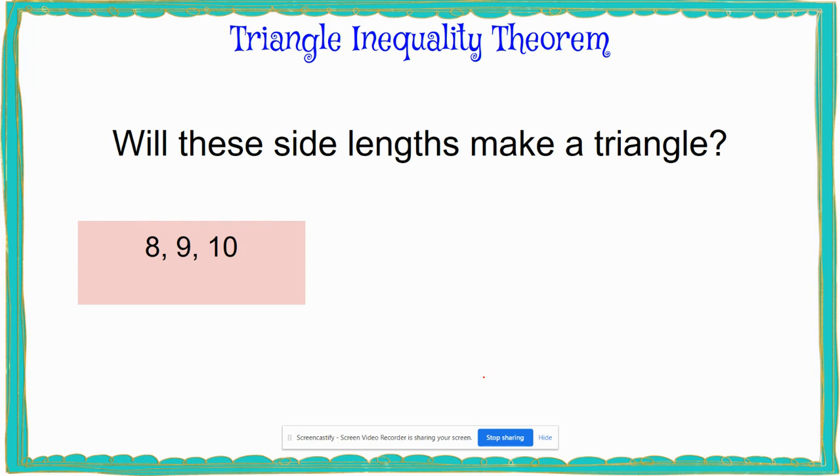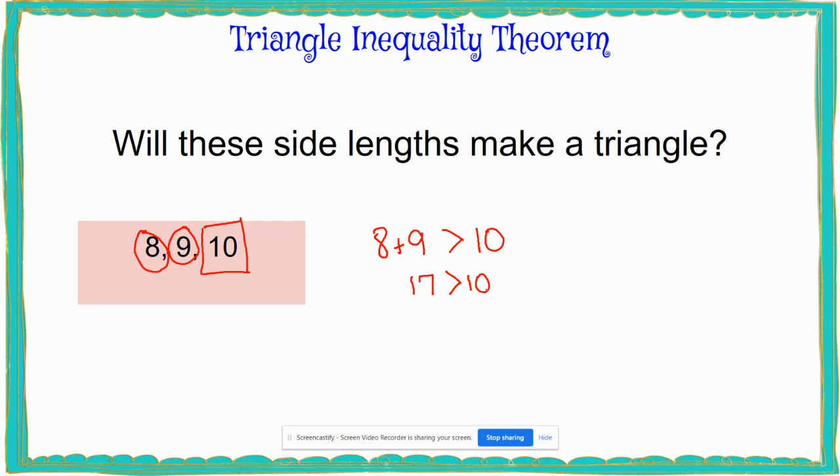All right, so now let's look at this example. With this one, you have side lengths of 8, 9, and 10. So again, I'm going to find my 2 shortest side lengths. In this case, that is 8 and 9. So that means I would add those 2 together, and they should be greater than my longest side length, which is 10. When I do 8 plus 9, I get 17, and 17 should be greater than 10.